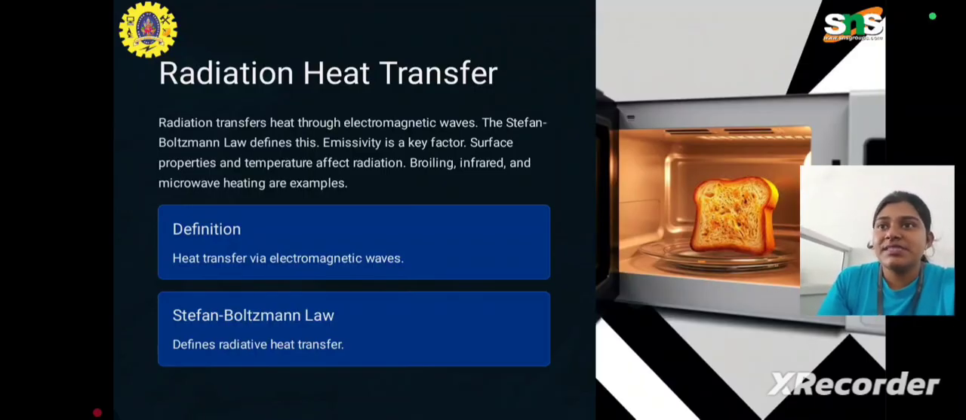So, emissivity, which measures how effectively a surface emits thermal radiation, plays a key role in determining the amount of heat transferred. Surface properties such as color, texture and material composition, along with the temperature difference between surfaces, significantly affect radiation efficiency. So common food industry applications include baking, infrared heating and microwave ovens, each utilizing radiation to cook or heat food quickly and uniformly while preserving its quality.